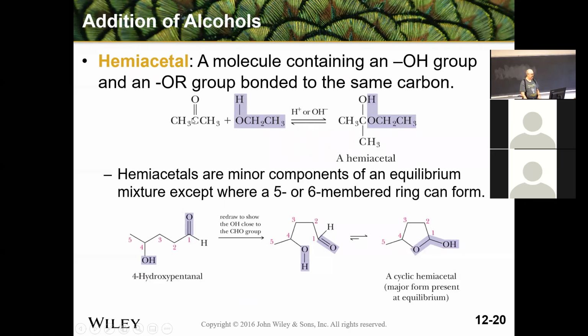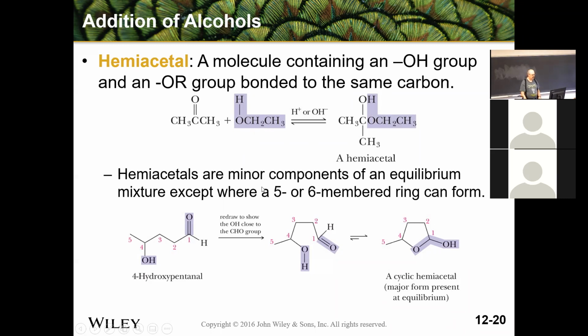Okay, so this is the result of the reaction of acetone with ethanol with either a small amount of acid or base catalyst. Okay, in the vast majority of cases, hemiacetals are minor components of an equilibrium mixture. Okay, so this first reaction, there's going to be very little of this hemiacetal. It's going to be almost all starting materials.